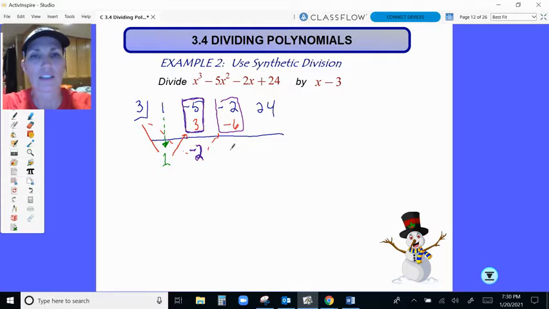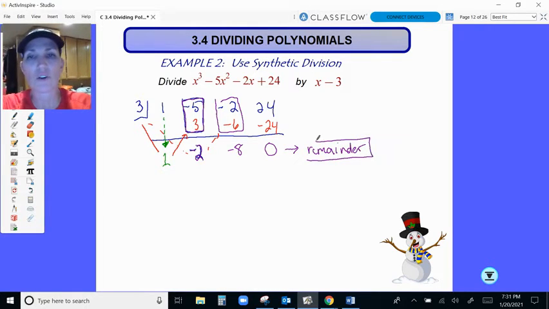This becomes negative 8. And then again, we multiply 3 by negative 8, and that becomes a negative 24. And in this case, we end up with a 0. That is my remainder, and in this case, my remainder is 0. And that's super important. We're going to talk about that in a little bit.